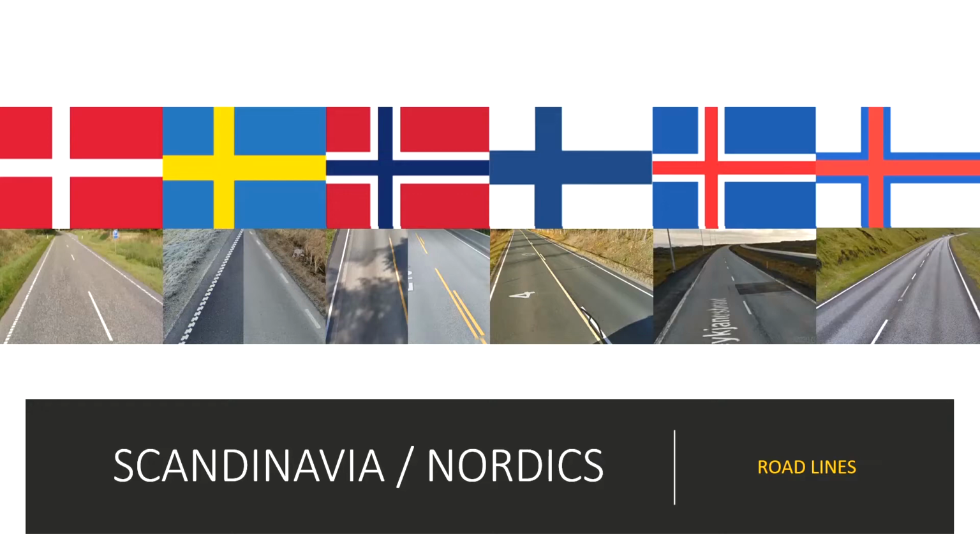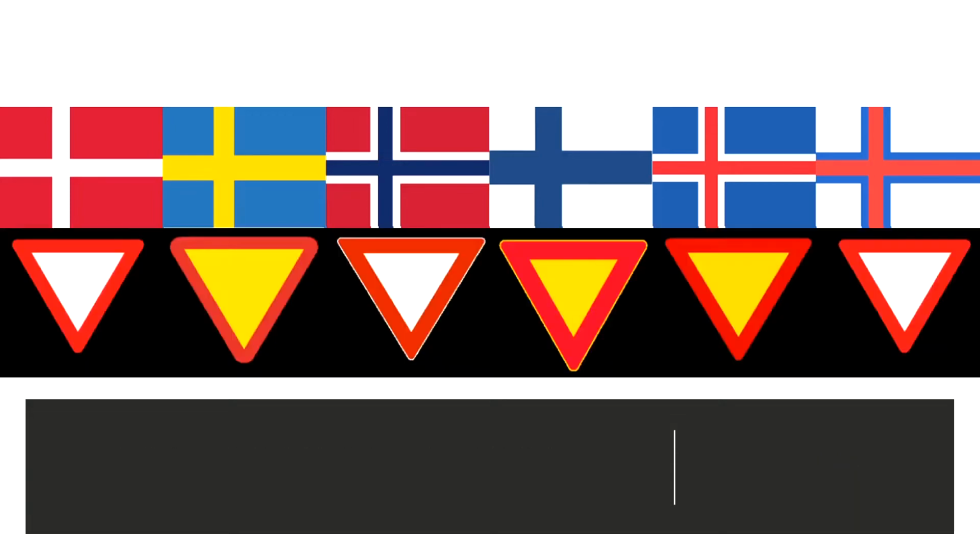Norway has these long dashes, can have these long dashes, but they can also have yellow middle lines and white outlines. Finland has similar road lines to Argentina and Uruguay, where there is this long yellow line with short white dashes along it. Iceland and Faroes have just white dashes in the middle and white outlines.